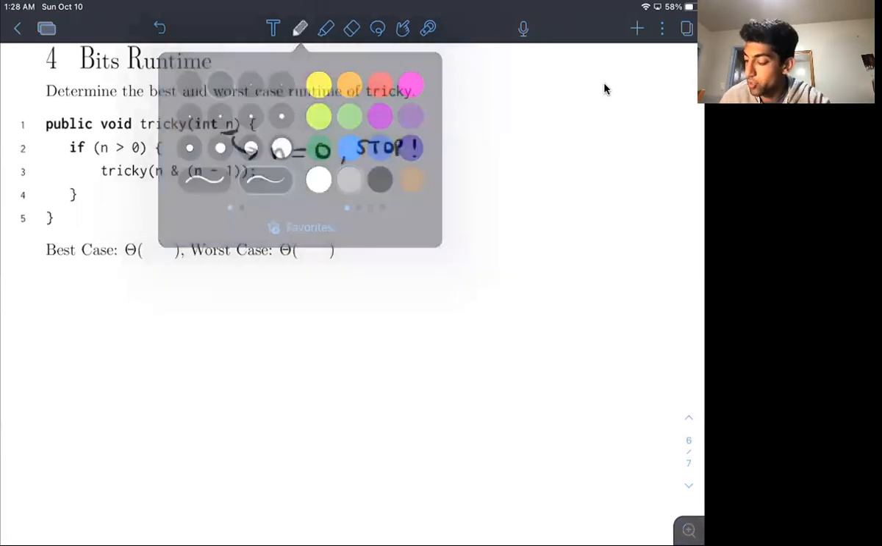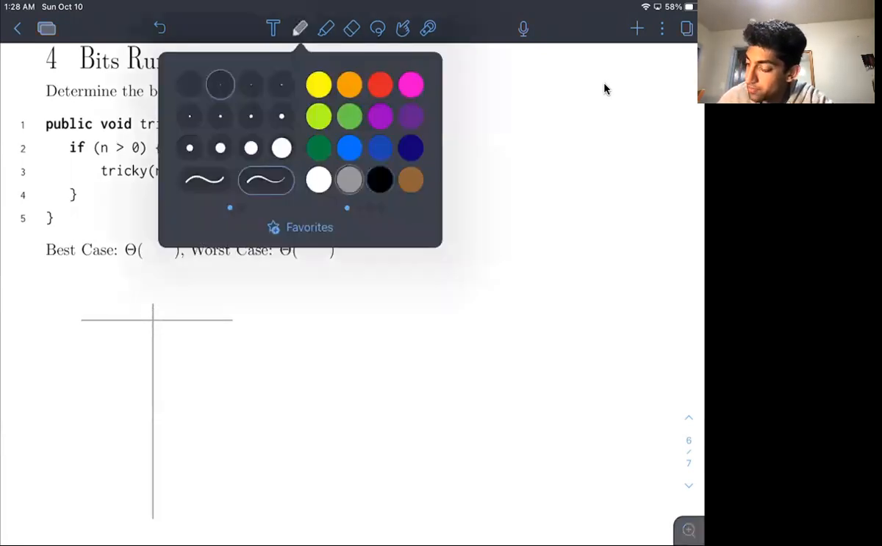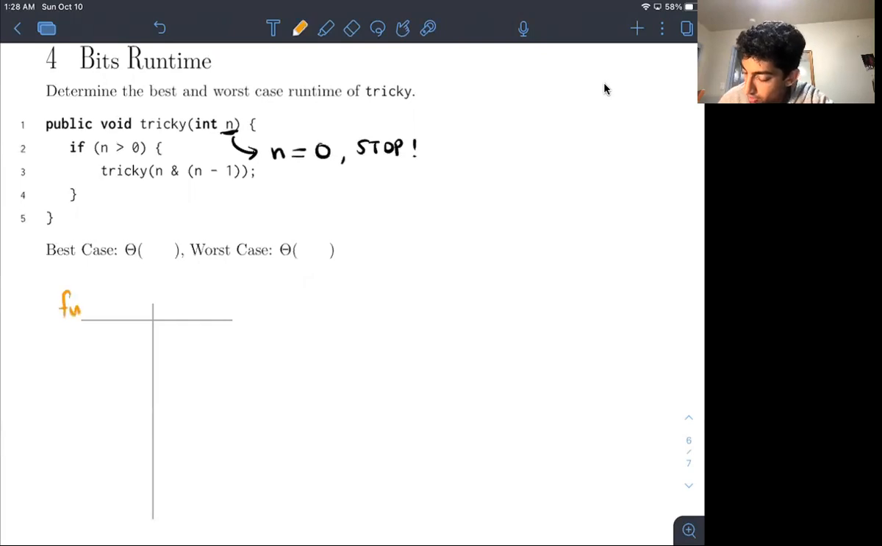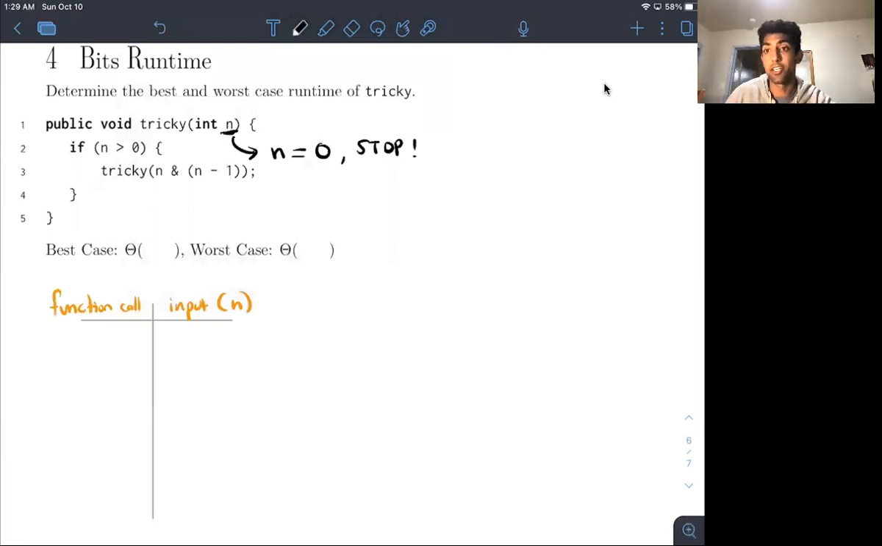Okay, so I'm going to create this little table. In my table, I'm going to say we have a function call, and then we have our input, n, okay? So the function call is going to keep track of which function call it is. Is it the first, second, third, or fourth? So the first time I call my function, my input is going to be, let's just choose a random input, 1, 0, 1, 1, 0, 1.